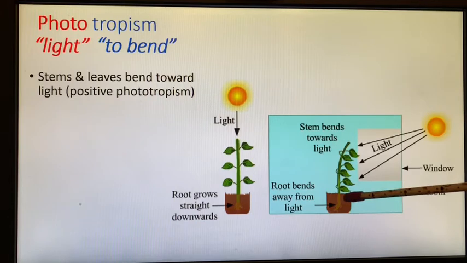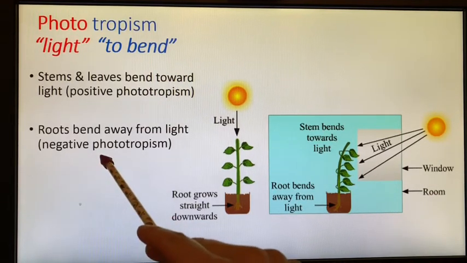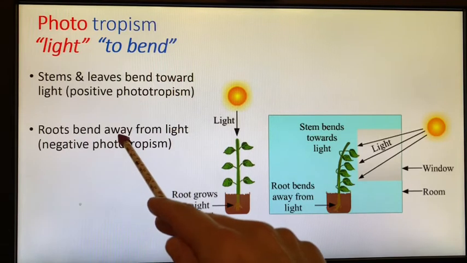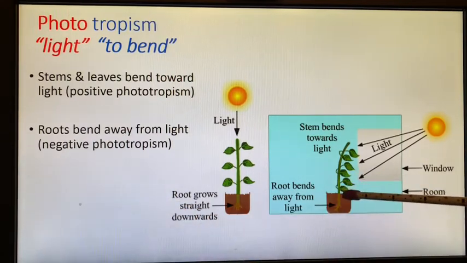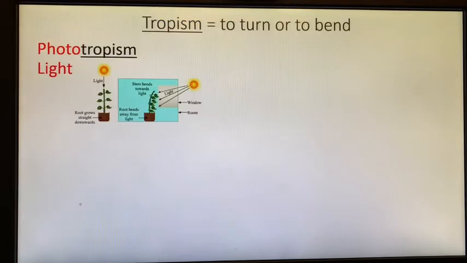But notice also the roots. The roots demonstrate negative phototropism because the roots bend away from the light. So as the roots grow, if there's some sort of light getting to that soil, the roots will grow the opposite direction. That is phototropism. All right, so first one was phototropism.